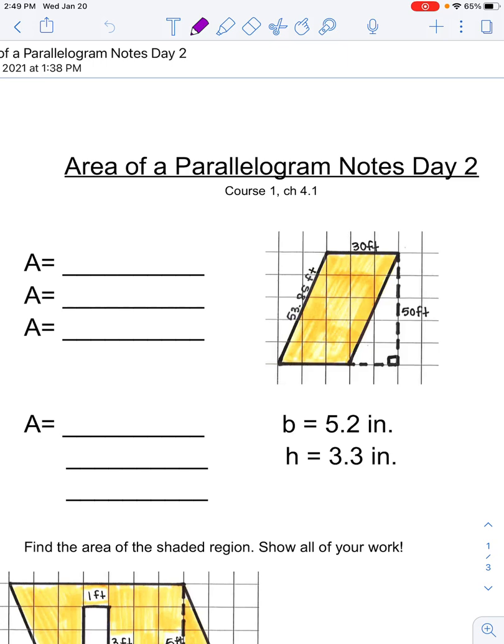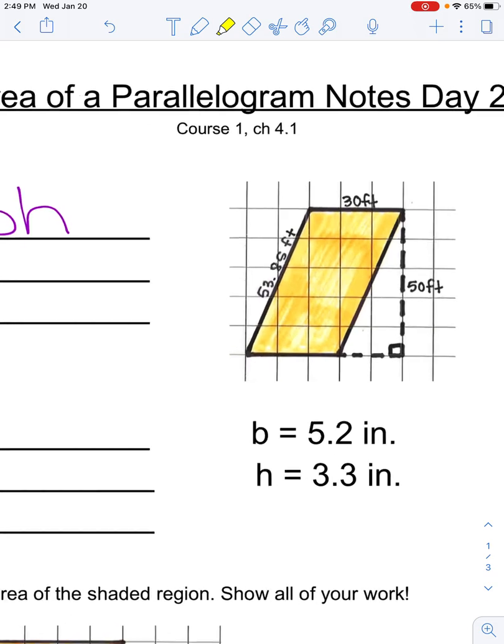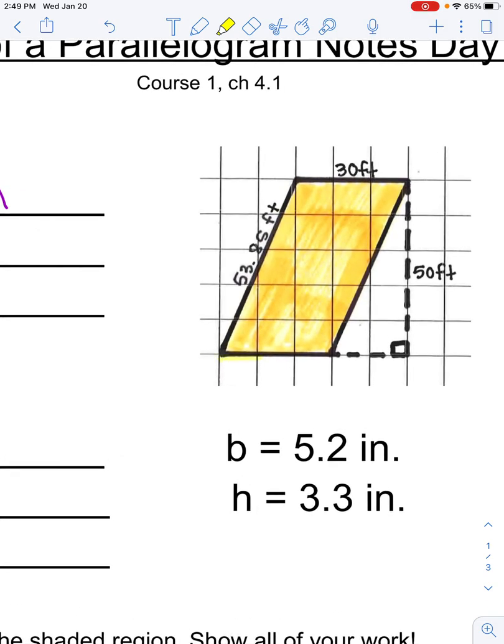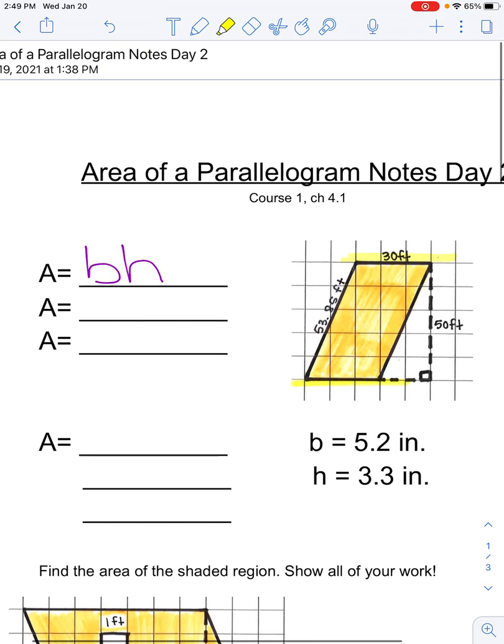Area equals base times height. Remember, when we're looking at the base, it is what it is sitting on. So what it's sitting on is obviously down here. This side measure is going to be the same as here because it's a parallelogram. Opposite sides are the same, or congruent. So the base is going to be 30.